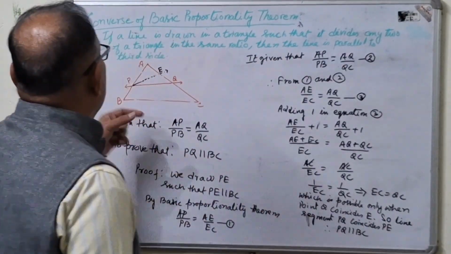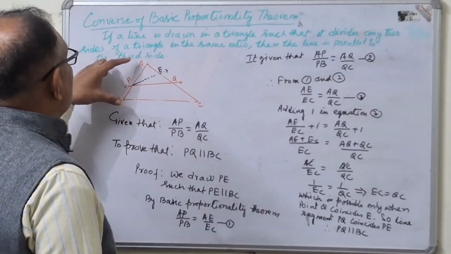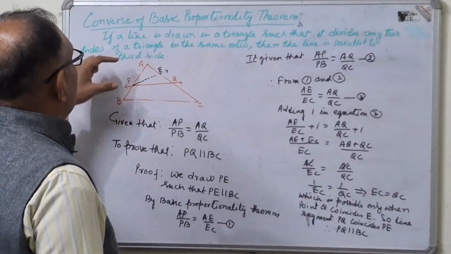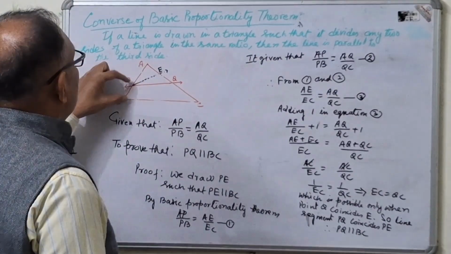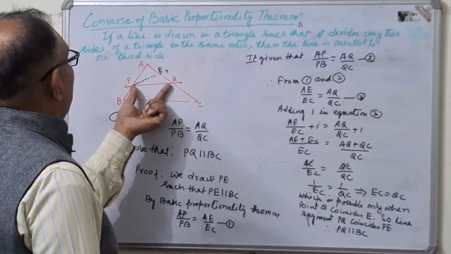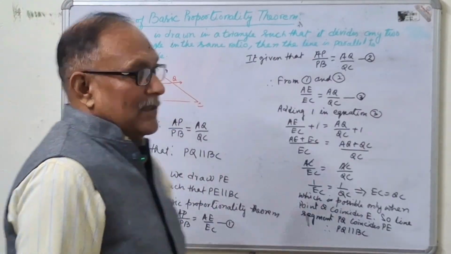So we have proved that if a line segment PQ divides two sides of the triangle, AB and AC, in the ratio AP upon PB equals AQ upon QC, then line segment PQ will be parallel to BC.